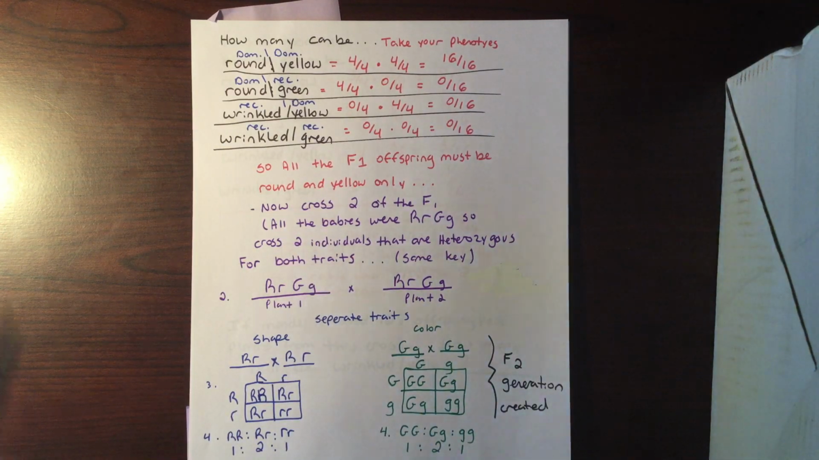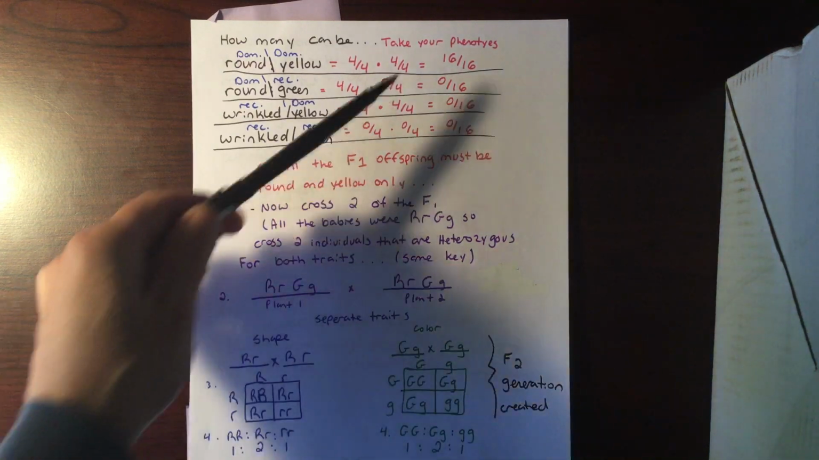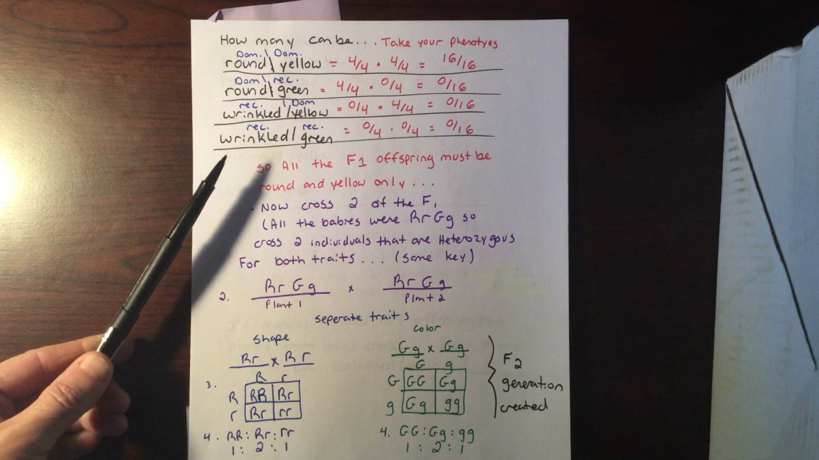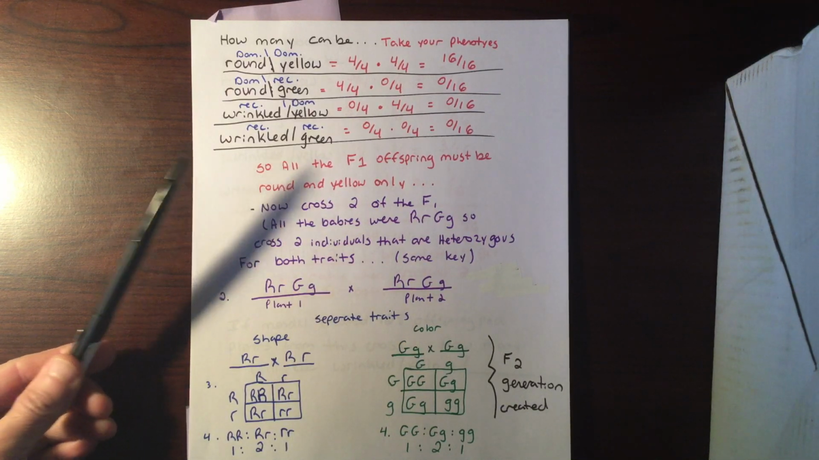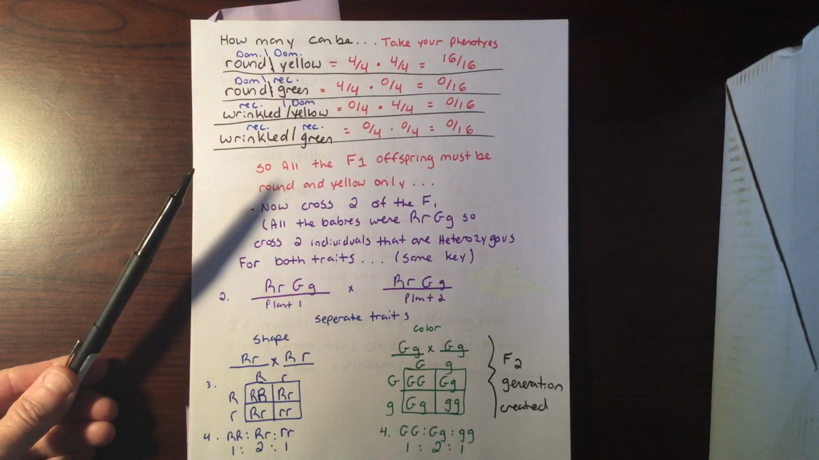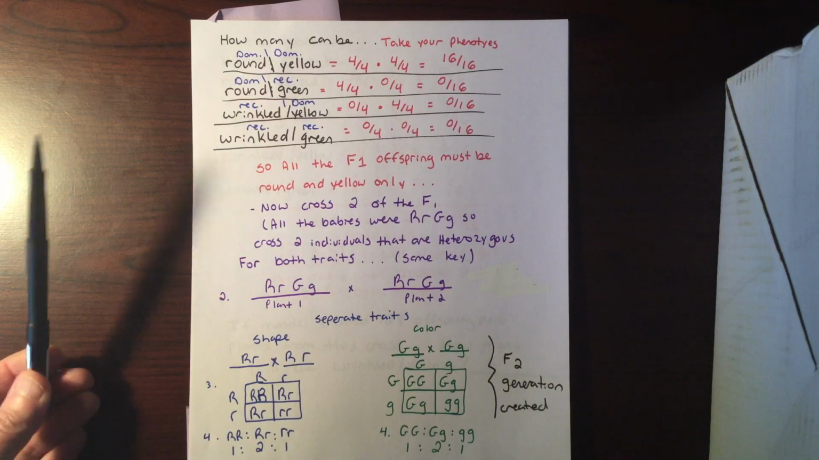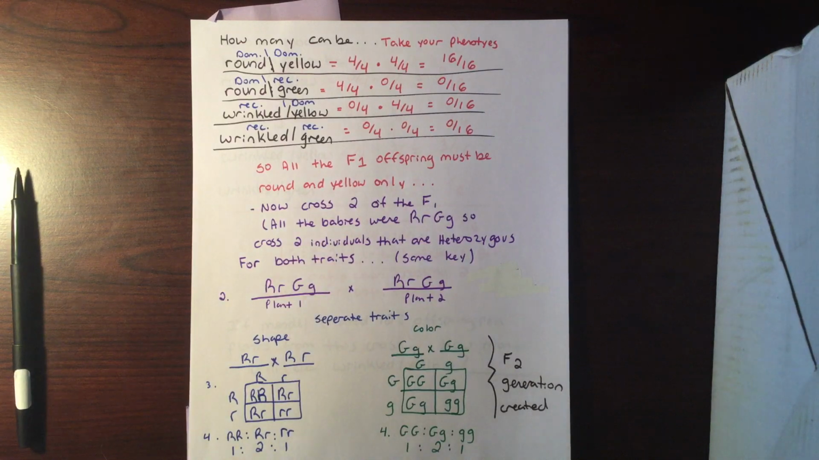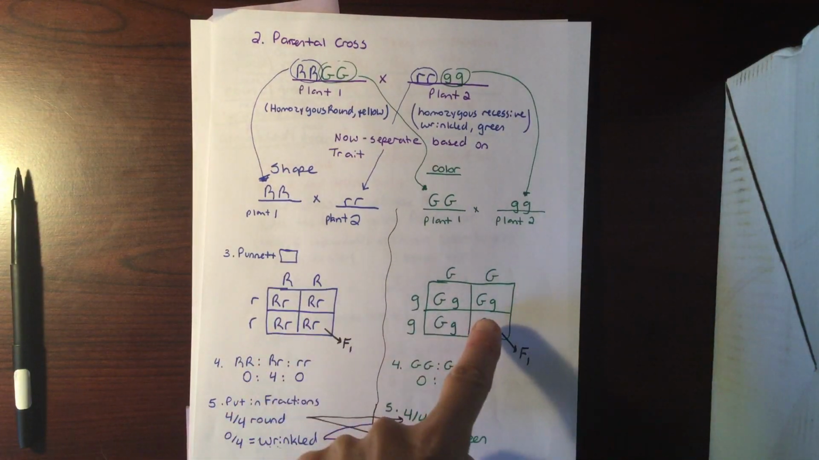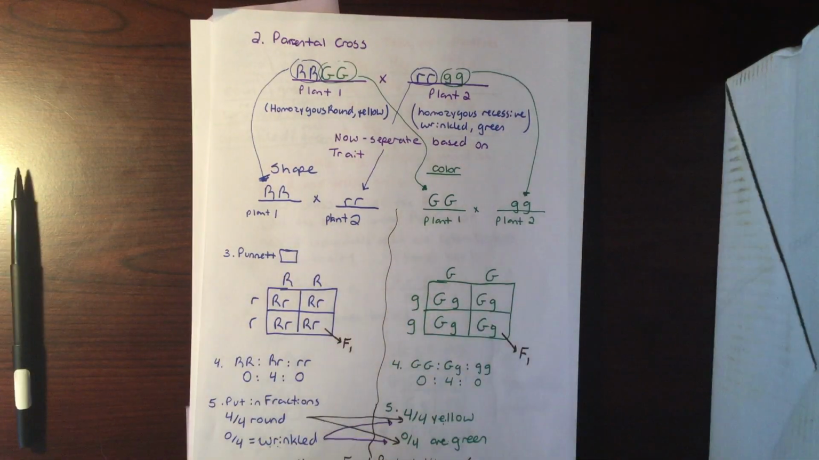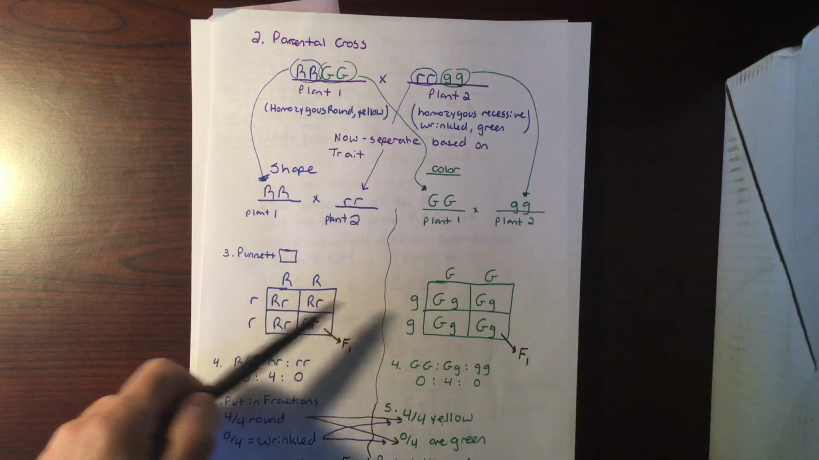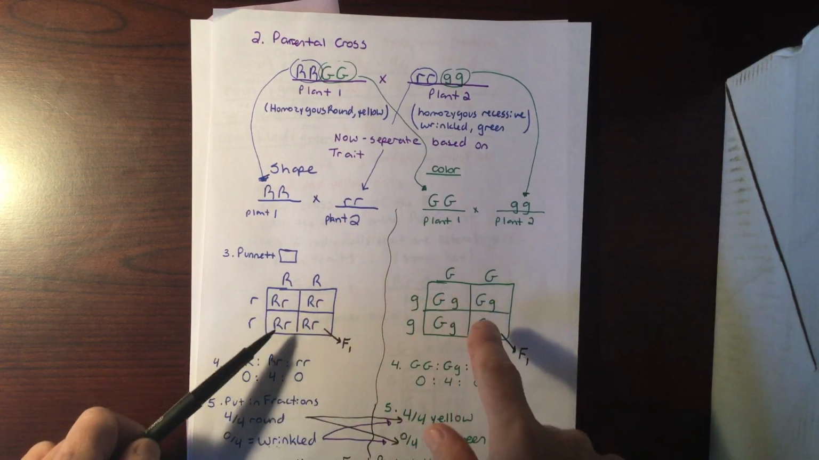So what I end up doing is I go through and add them up and make sure that I have a total of 16 out of 16. So that's saying that all of my F1 offspring have to be round and yellow. It's the only thing I possibly have. So let's go to the next step. It says, okay, well, now let's cross two of the F1s. There's my F1s. If these were all different, you would just pick any two, but they're all the same. So I'm going to take these two alleles and cross it with these two.